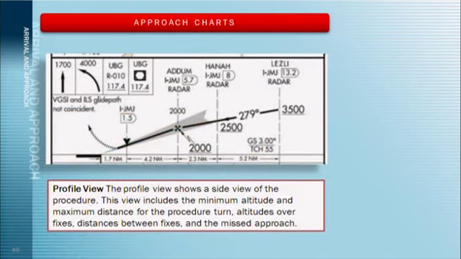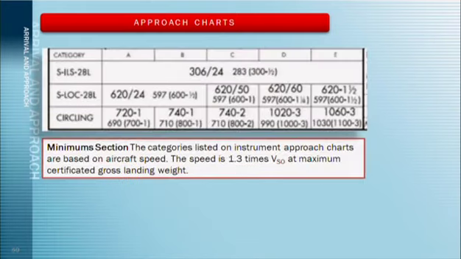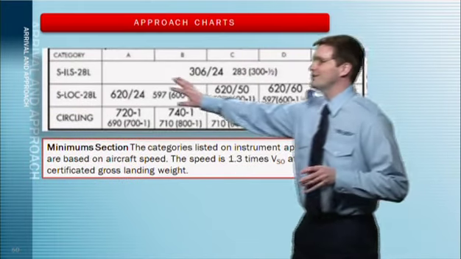The profile view shows a side view of the procedure. This view includes the minimum altitude and maximum distance for the procedure turn, altitudes over fixes, distances between fixes, and the missed approach. The minimum section is enlarged right here.